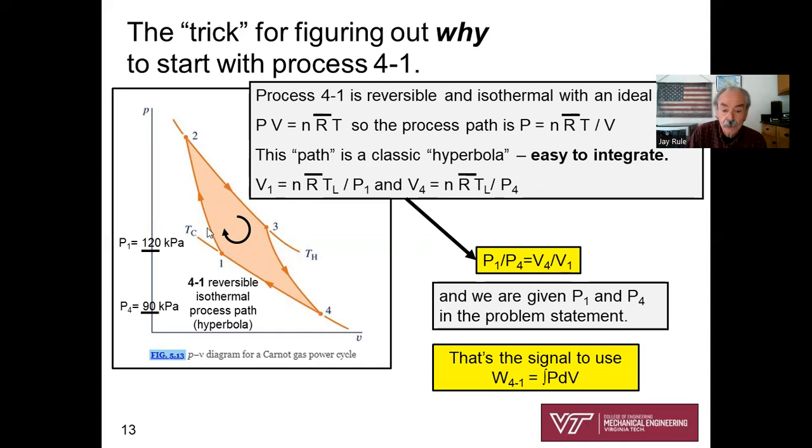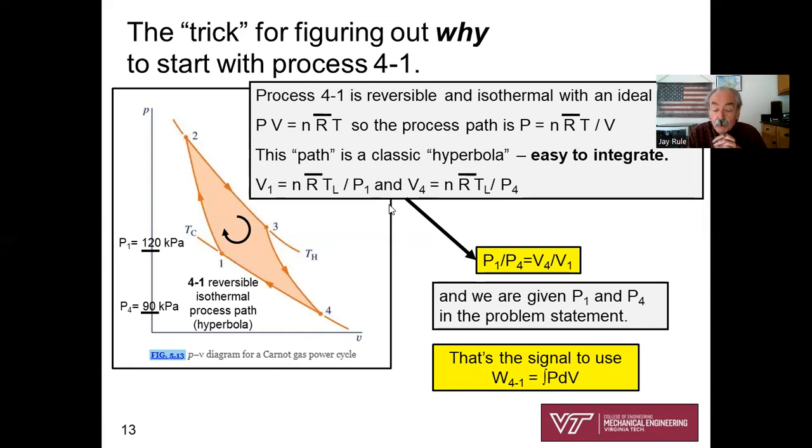Okay, another thing I observed. V1 is N R bar TL over P1, and V4 is N R bar TL over P4. Now, when I was solving, I said, damn, I don't have N. Shoot, I'm stuck again. I had to do some more thinking and say, well, how can I get rid of N? And so I can write down that ratio, and I wrote this down on my handwritten part.